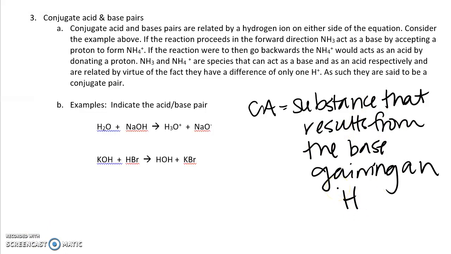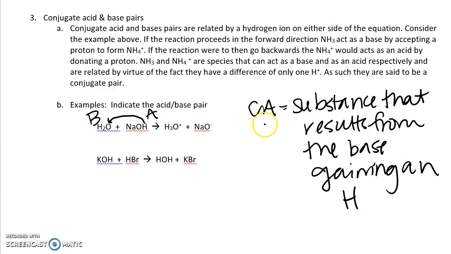Okay, so I'm looking at this and I'm trying to figure out again what's happening. Well, our water, H2O, became an H3O+. So I know that this gained an H from the NaOH. Okay, and that makes sense because it was NaOH, now it's just NaO. So using the definitions from before, since this gives up the H and this takes in the H, we would say that's the acid, that's the base.